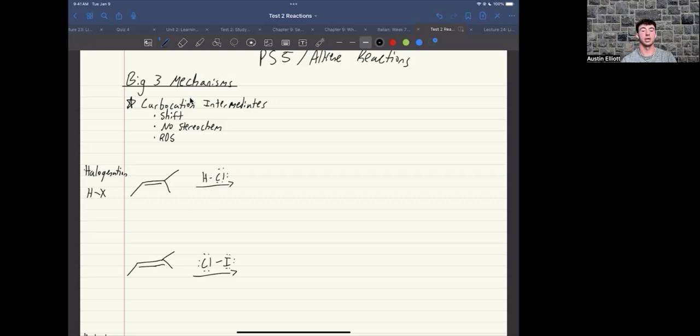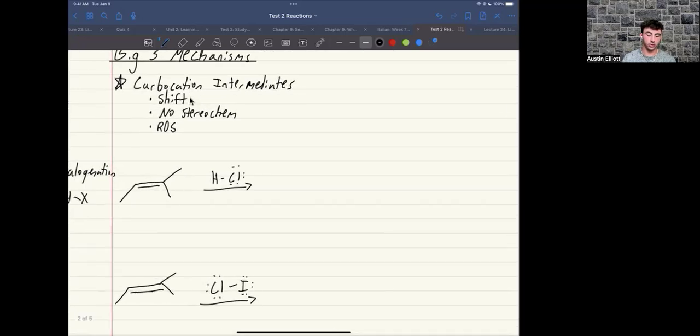It'll ask you to label the RDS, label all the steps, show the arrows where the electrons are moving, and stuff like that. So now we're going to go over how the mechanisms look. These are things you just have to memorize, practice, practice, practice, because it'll most likely be one of these three that are on the exam for test 2. So first off, we'll start with halogenation.